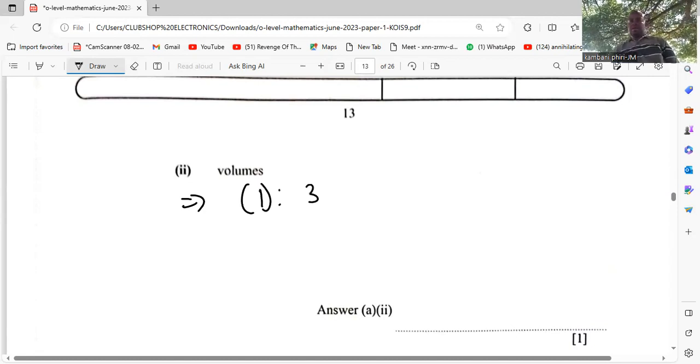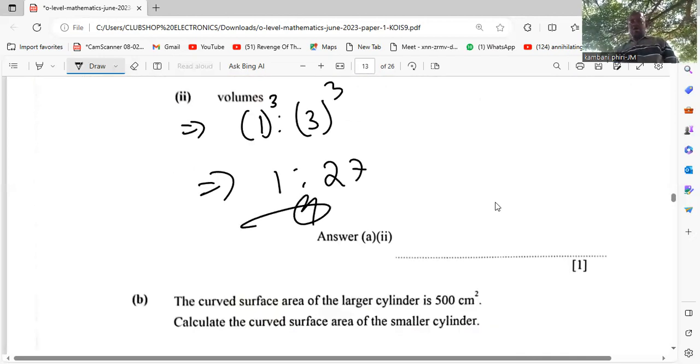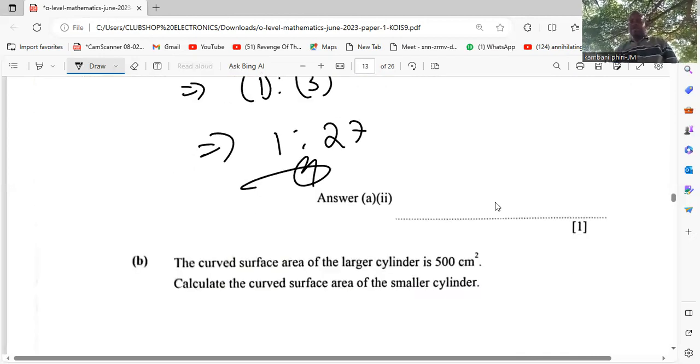This could be the last question, where I am, I've run out of power. That's the end of the section. Okay, so power 3, this will give us 1 to 27. That's where I end this presentation.